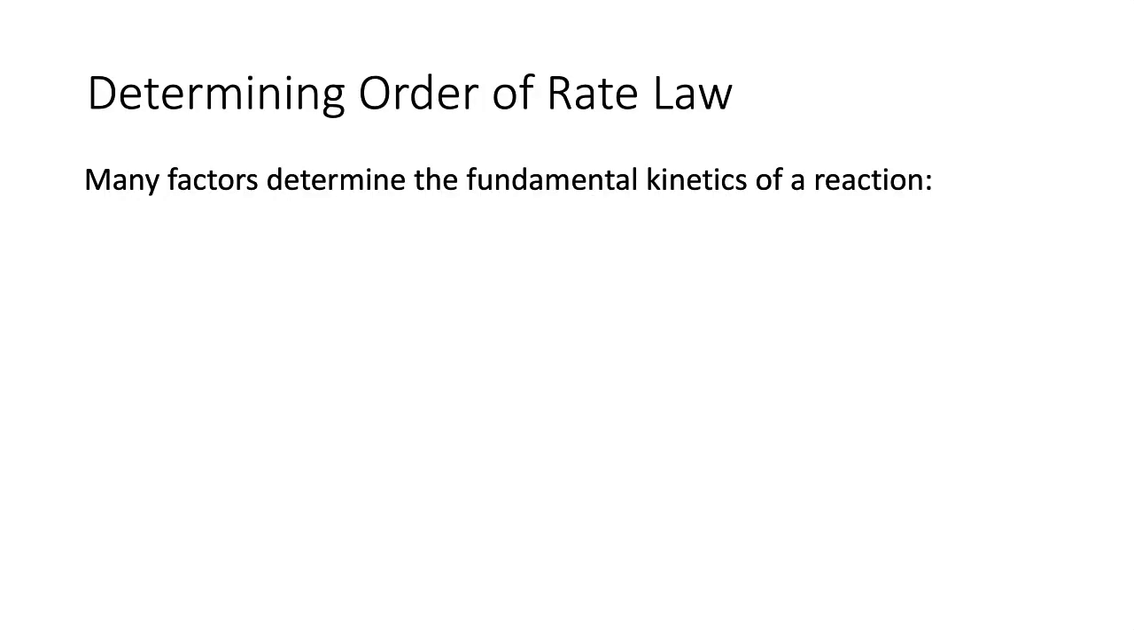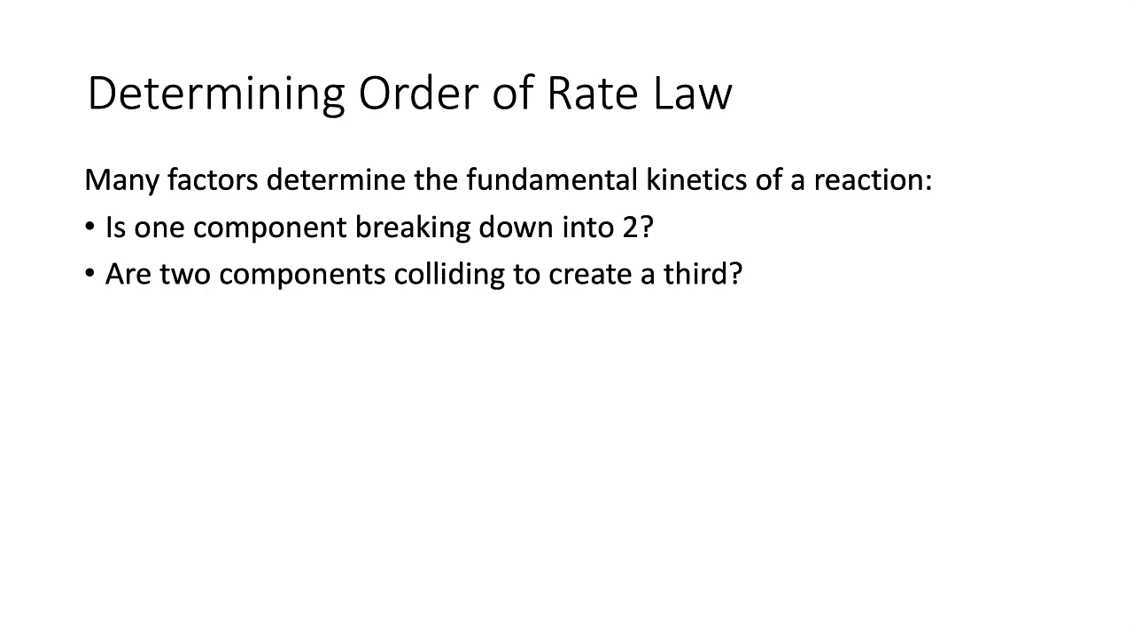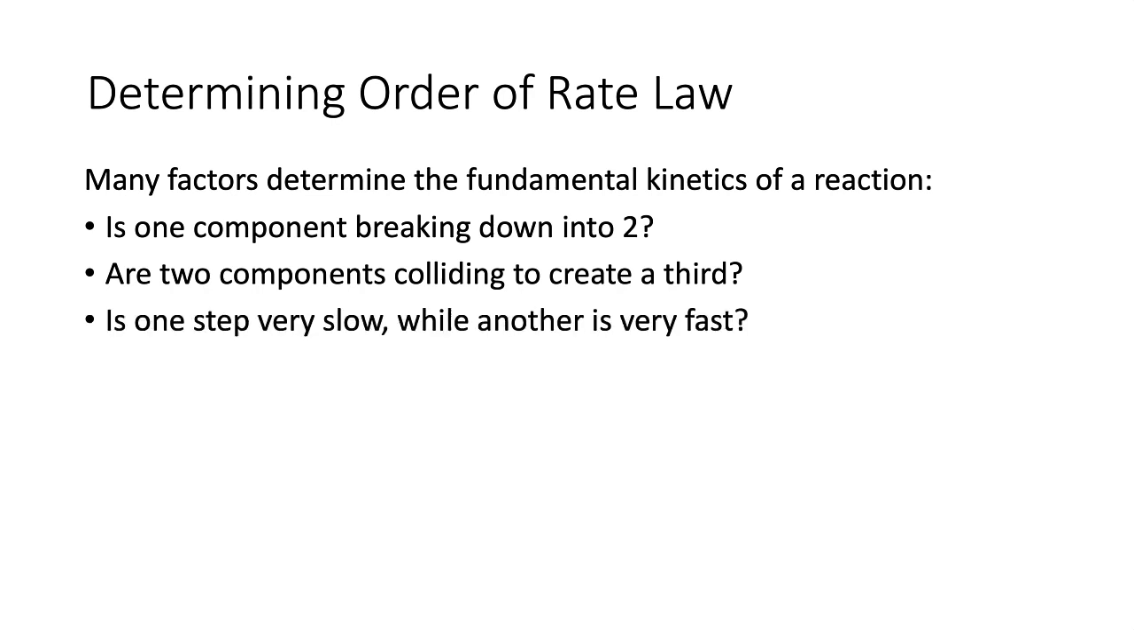Okay, so within the idea of the order of the rate law, there are many factors that determine the fundamental kinetics, and the order is one of these. What is really behind the fact that different reactions have different orders, which we'll show mathematically in a bit, is do we perhaps have one component breaking down into two? Or are two components colliding to create a third? Because in the first case, all that really matters is that first component. That component is breaking down into other pieces. Alternatively, if we have two components that are colliding to make something new, we need to have both of those components be present and collide with each other at the same time, and therefore the rate is going to depend on how much of each of those are present.